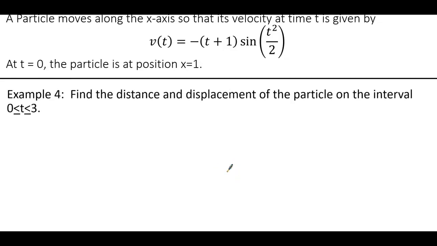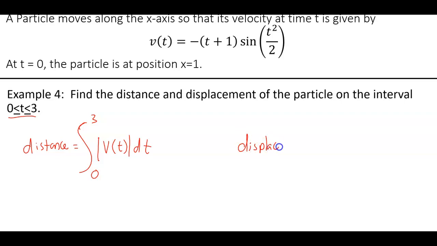All right, example 4 here. We want to find the distance and displacement of the particle on the interval. All right, so distance can be found. I'll label it. You don't have to do this on the AP test because they're not going to ask for both at the same time typically. They might, but distance is found by doing the integral of the absolute value of velocity on the interval that they're asking about. Displacement can be found by doing the same thing, but just without the absolute value.